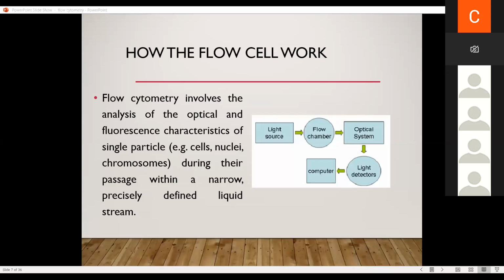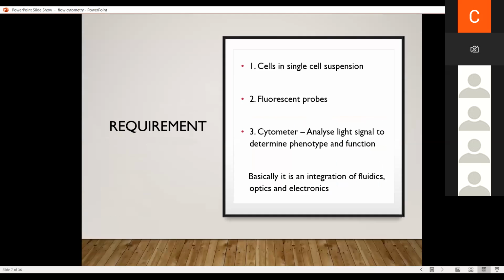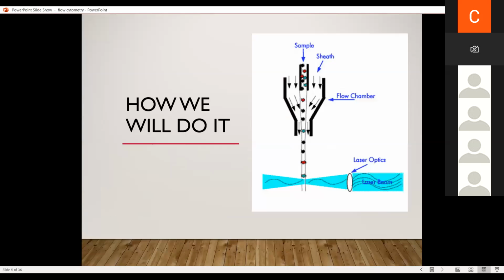Precisely defined liquid stream. In the previous slide, I will tell you, in this we have to put our sample, and this is a sheath fluid that poses a pressure on the sample molecules so that they can form a single cell line flow.